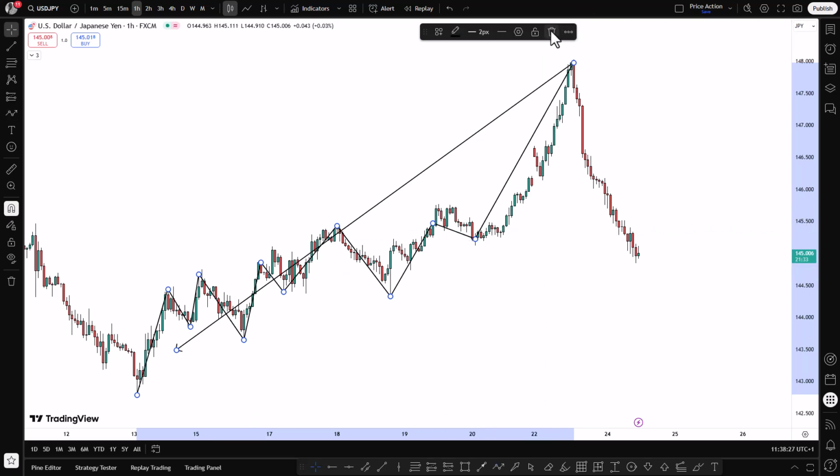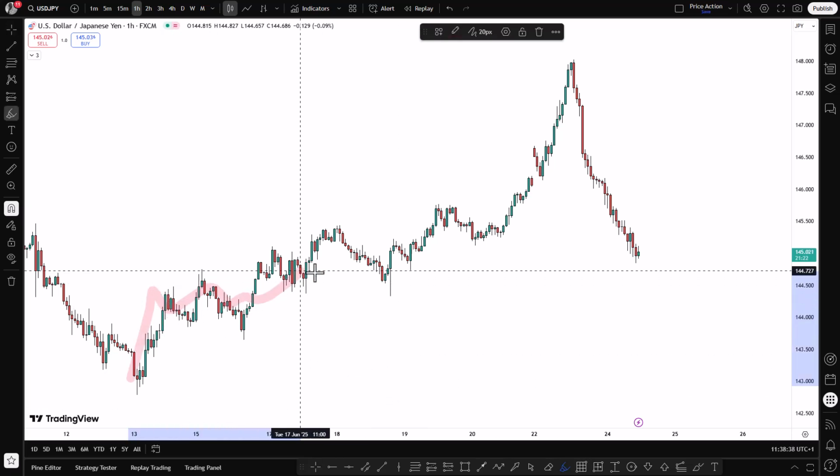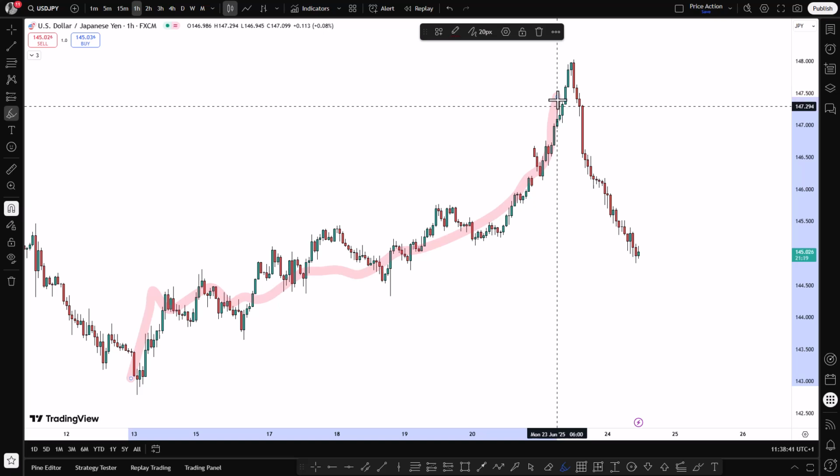Let me quickly clean this drawing off the chart. So this is the structure of an uptrending market, and if all goes well, let me see if I can highlight this. You can see this is the structure of an uptrending market.